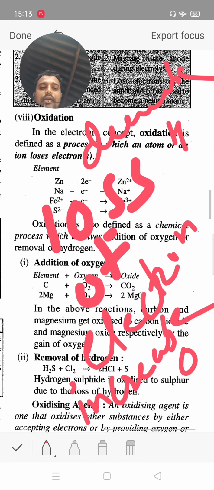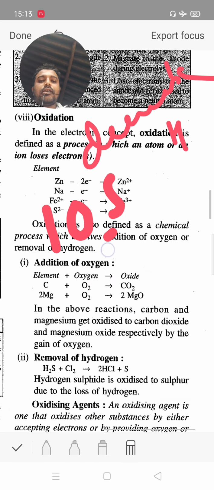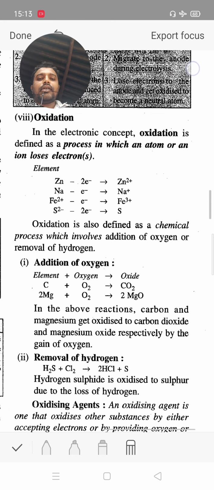Next definition: addition of oxygen and removal of hydrogen. It is a definition of oxidation.